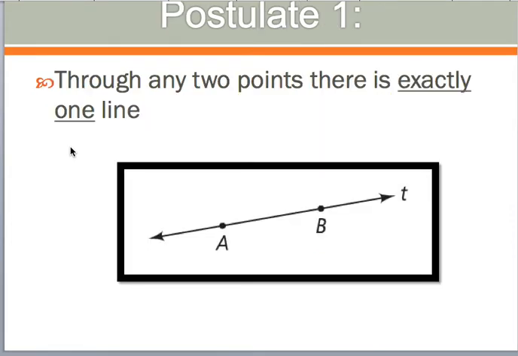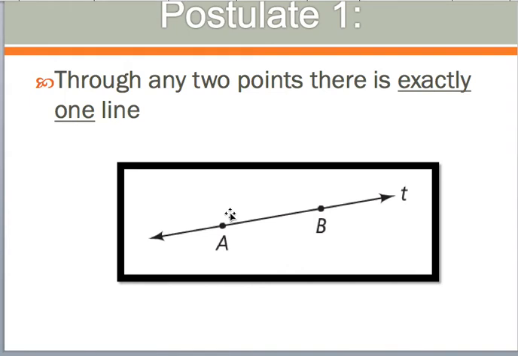Postulate 1: through any two points, there is exactly one line. For this postulate, you need to copy down this statement and then draw this picture. In this picture we have two points, point A and point B, and a line connecting them, line T. Basically, this is saying there's only one way to connect two points, and that's a line. It's exactly one line.